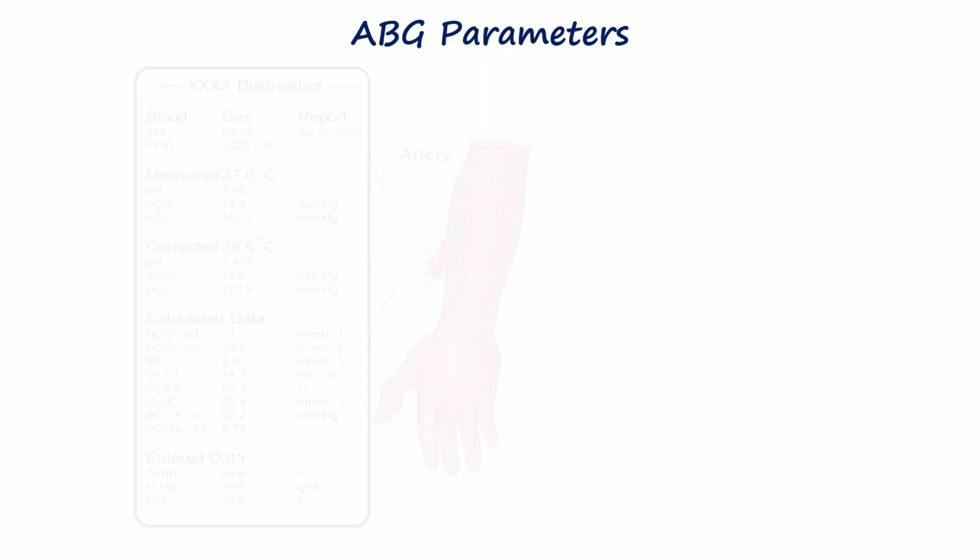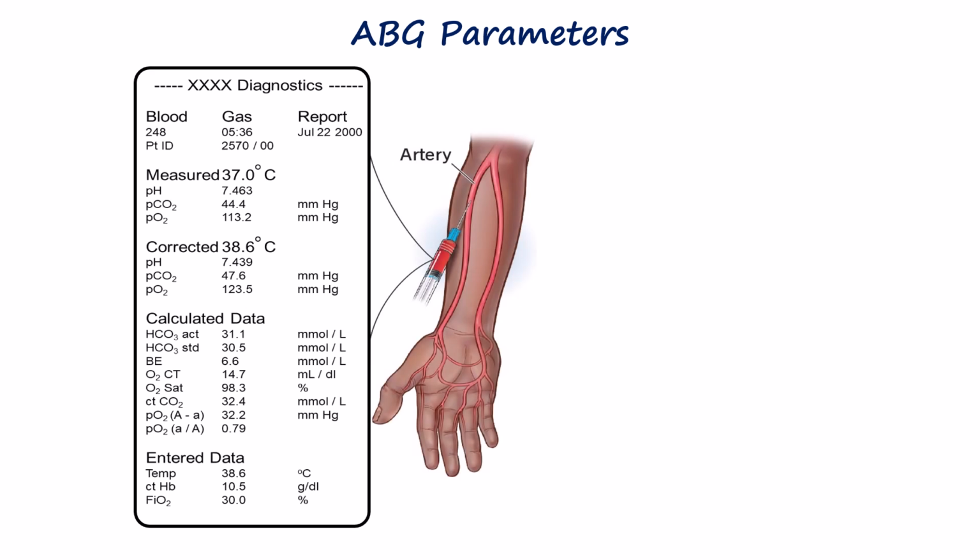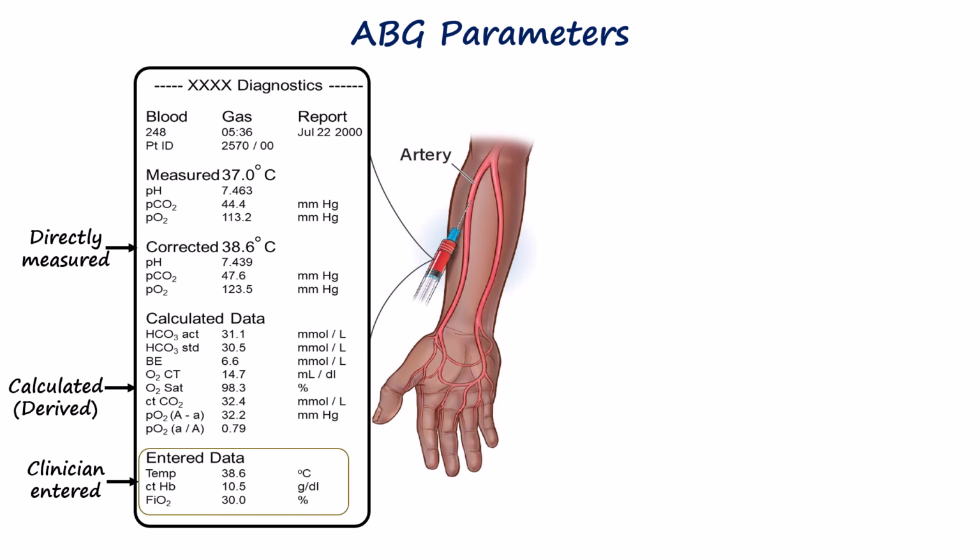A typical ABG report contains 3 types of parameters: clinician-entered values, directly measured values, and calculated values. Clinicians must enter certain information like FiO2 and patient temperature because the analyzer cannot determine these factors on its own. The machine directly measures core blood gas values including pH, PaCO2, and PaO2 using specialized electrodes.